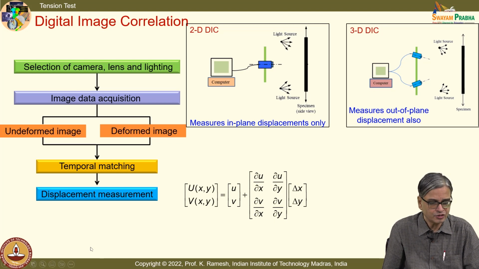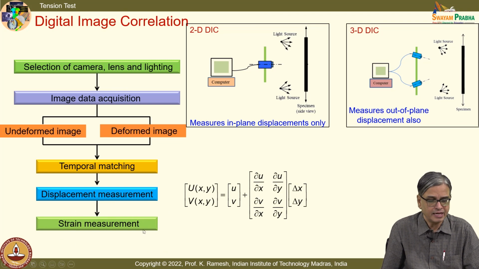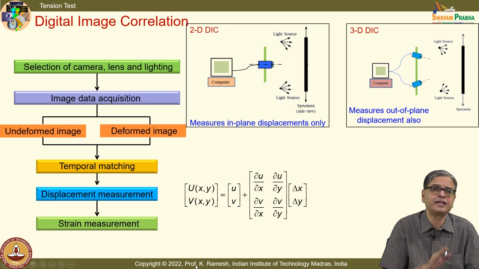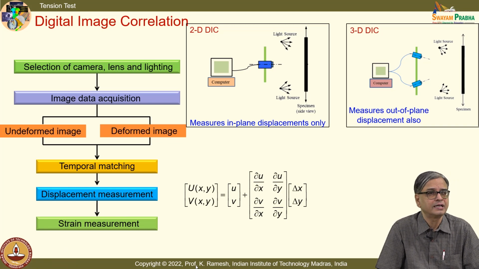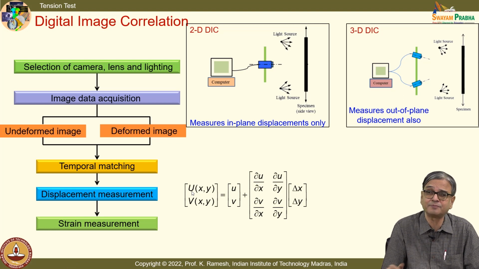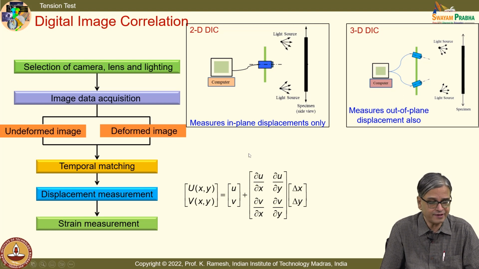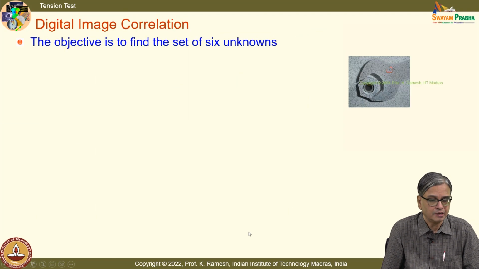Fine. So, I have the displacement measurement. From this information, I post process, I get the strain measurement. And in every stage, there are many approximations involved, and it is a very involved technique from number crunching also, and also from the point of view of the capacity of the hard disk that you require, because these images are occupying large memory. Okay. So, you need to have a good system which also responds very fast.